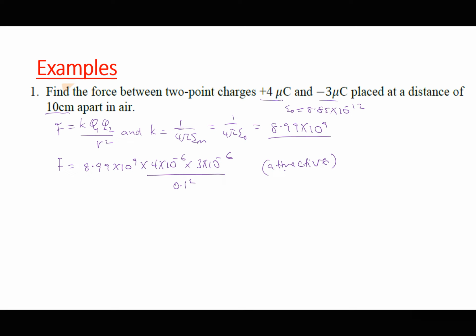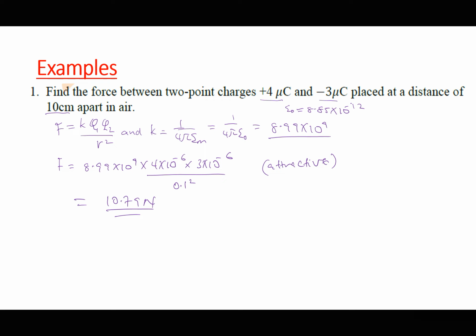Okay, so this same force is exerted by the 4 microcoulomb charge onto the other one, but the two forces, given by Newton's third law, will be equal but opposite. The 4 microcoulomb charge exerts this force, which my calculator is giving me as 10.79 newtons.